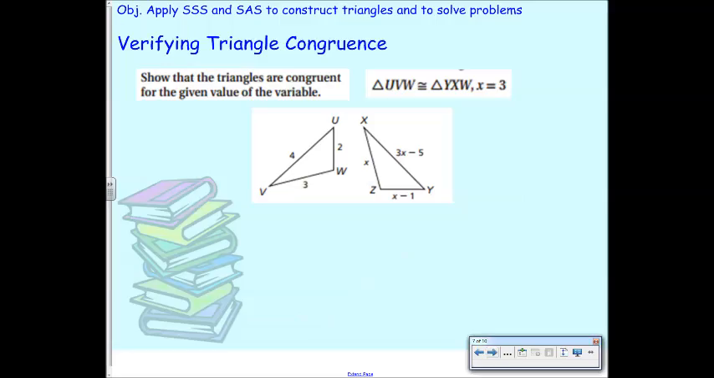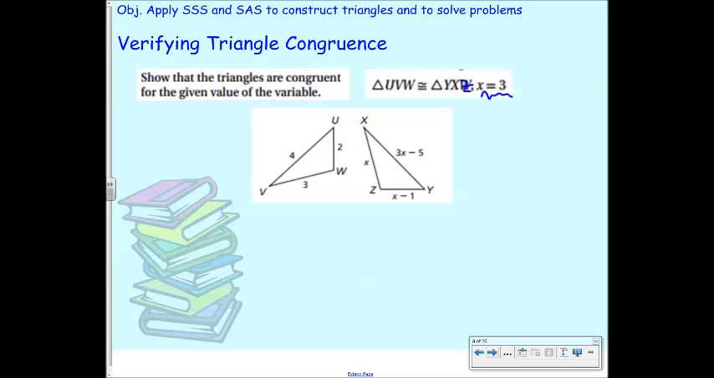All right, so let's take a look at how we can verify triangle congruence. In this problem, we've got triangle UVW on the left, and we've got triangle YXZ on the right. The problem tells us that x is equal to 3. And so what are we going to have to do? Hopefully you're thinking, yeah, we have to plug in 3 for the x's down here to confirm that it's a congruent triangle.